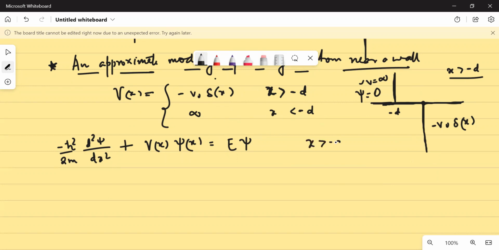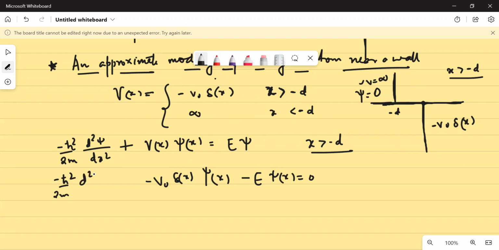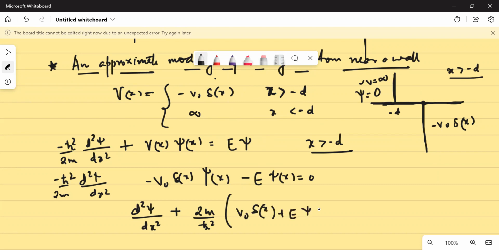So let us write the Schrodinger equation for all x greater than minus d. For all x greater than minus d, V(x) can be written as minus V naught Dirac delta of x, and you have psi of x, and then you place minus E also here. Psi of x equals 0, and you have minus h bar squared upon twice m, d squared psi upon dx squared. So I can write d squared psi upon dx squared plus 2m upon h bar squared, times V naught Dirac delta of x plus E, psi of x, equals 0.